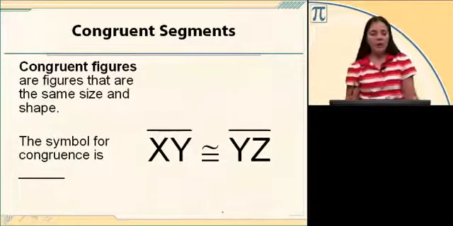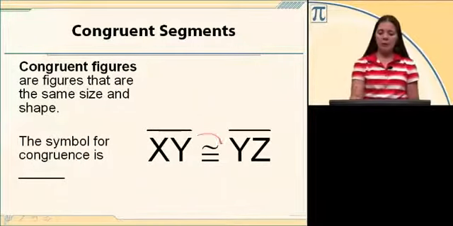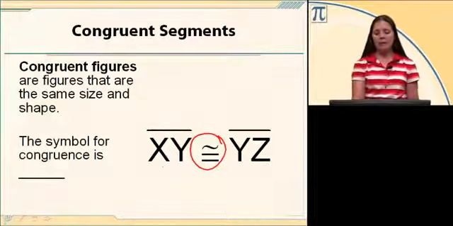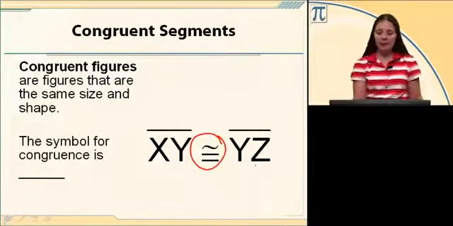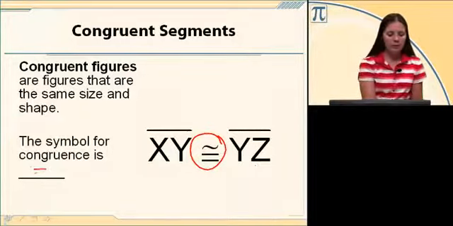Congruent figures are figures that are the same size and shape. Our symbol for congruence is right here. This says that segment XY is congruent to segment YZ. And to write that congruent symbol, you make an equal sign and then put a squiggle on top.